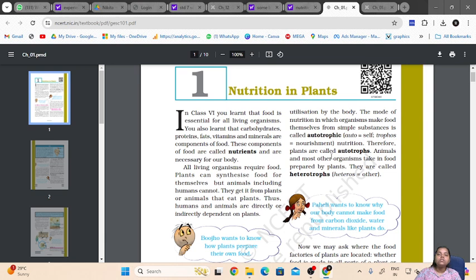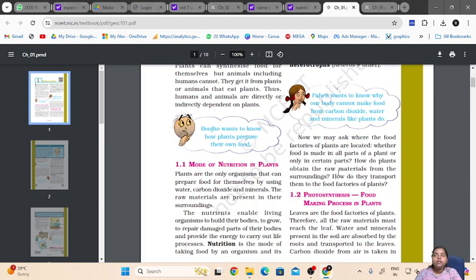So plants do not depend on anyone. They prepare their own food and make use of it. Now the question that will arise is how they prepare it. Who will supply them the raw material? Whenever we require a raw material, we go to the market and buy the things, but a plant cannot do that. So the raw material that they require to produce their food is available in their surroundings only.